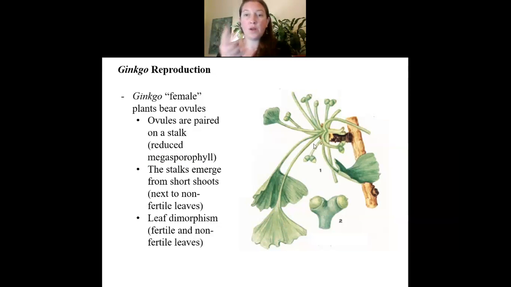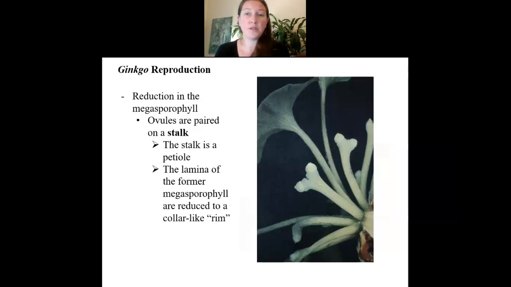So this is an example of, we saw this a little bit in the ferns, where you have leaves that are dedicated to photosynthesis and then leaves that are dedicated to reproduction. We call that dimorphism. Di means two, morph means form. So it's kind of leaves with two different forms. You don't need to know the word dimorphism, but just know that there's leaves here now that are dedicated to having the reproductive structures on them, and there's leaves that are dedicated to just doing photosynthesis, right? Okay. Kind of like what we saw in previous plants. This is what I just said, so I don't need to repeat it. You can just read it, but yeah, paired on a stalk, which is a petiole.